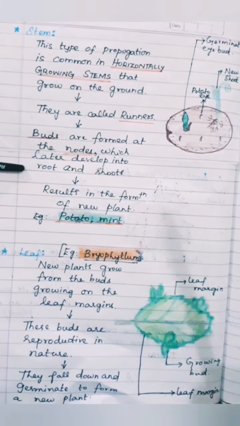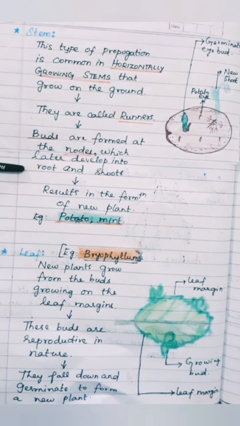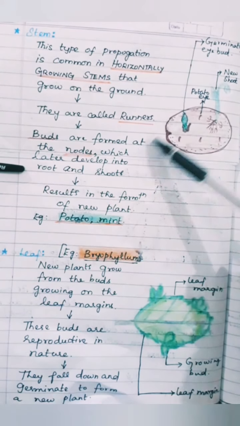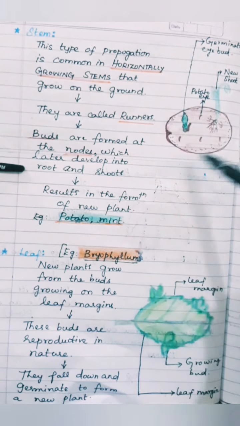This type of propagation is commonly observed in horizontally growing stems. Horizontally means those which grow on land, on the ground. They are called runners. Potato is a runner. Buds are formed at the nodes, which later develop into roots and shoots.